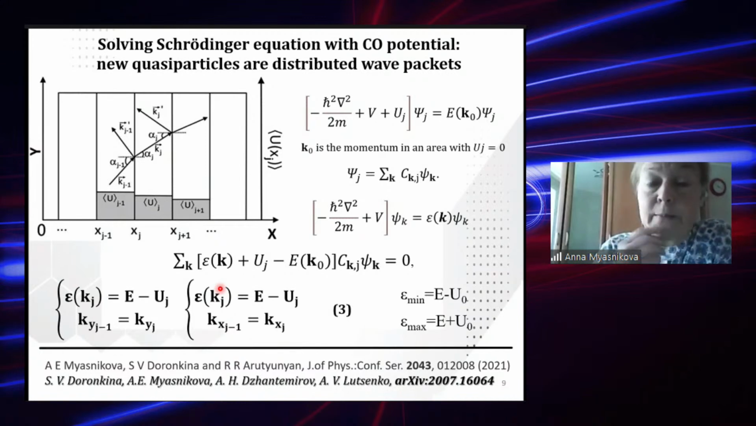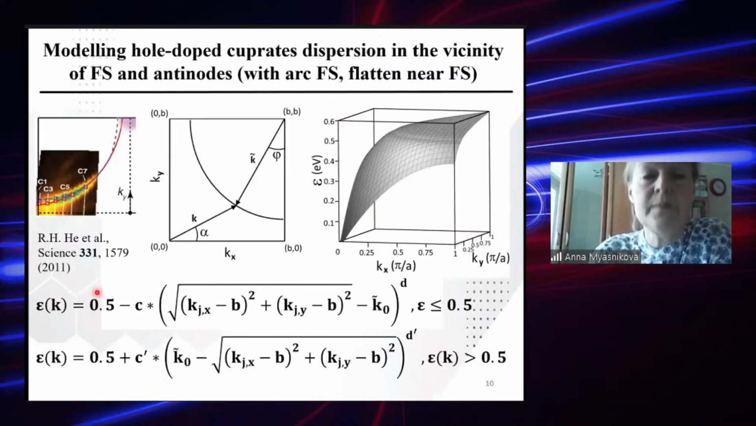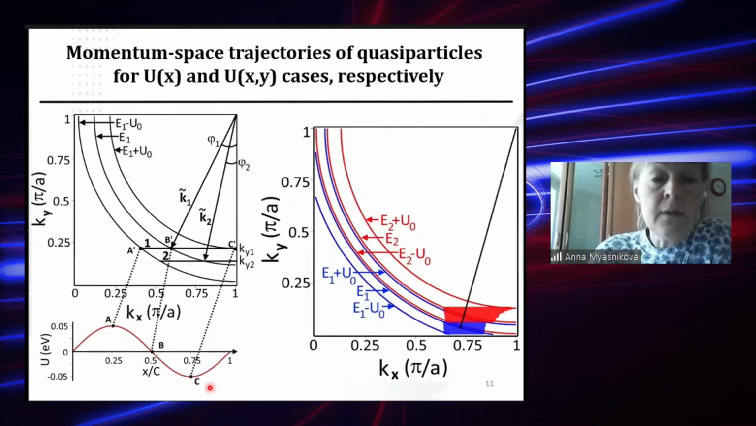So the most convenient way to solve this system of equations is to do it graphically. So we can model the cuprate dispersion, and we model it with such an expression which catches the arc shapes of the Fermi surface and constant energy surfaces and the flat band near the Fermi surface near the antinode in this region. Using this dispersion, we calculate the momentum space trajectories of quasi-particles for one-dimensional and two-dimensional potential respectively.